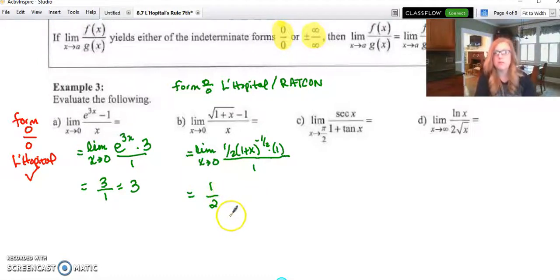So L'Hopital worked really good there. There's a little bit with the derivative, but it's the same, less work, I think, than doing RatCon for that, even though RatCon was a perfectly valid choice.